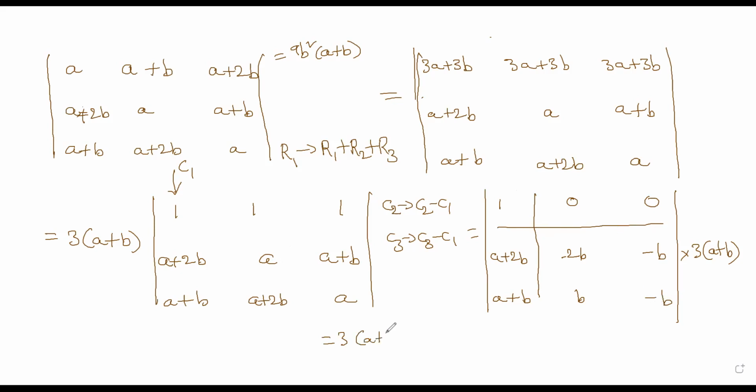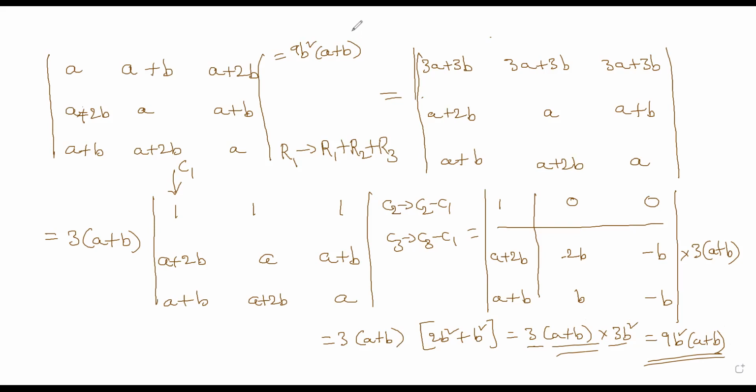3 into A plus B is there. That is plus 2B square. And B into B is minus B square here. Minus of minus becomes plus. So plus B square. So 3 into A plus B into 3B square you have. 3 into 3 is 9. So you have 9B square times A plus B. Yeah, that's it. So that's what the answer is.